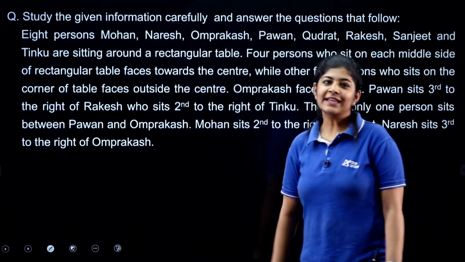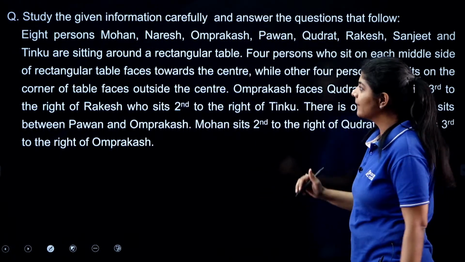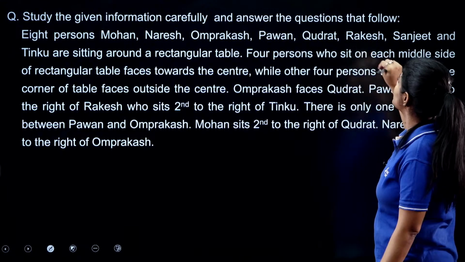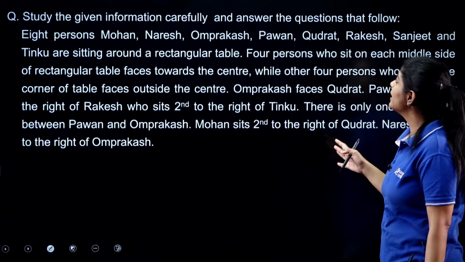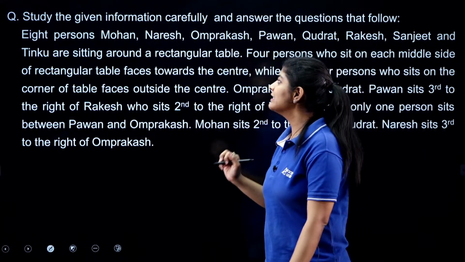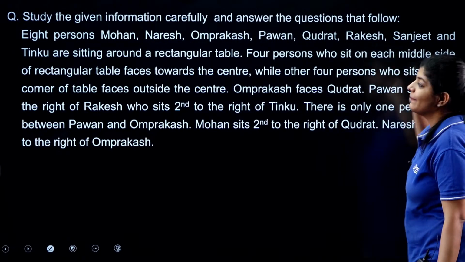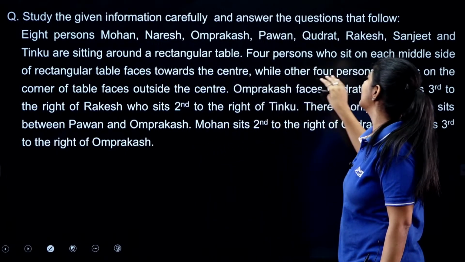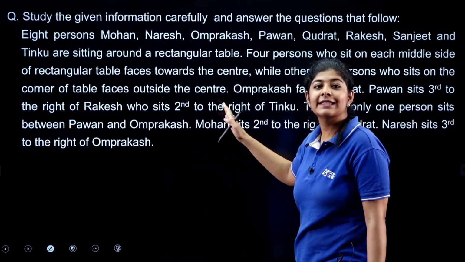Next. The next question is from the puzzle series, and it's a very simple puzzle, right? The question says: study the given information carefully and answer the questions that follow. 8 persons, Mohan, Naresh, Om Prakash, Pavan, Kudrat, Rakesh, Sanjeet and Tinku are sitting around a rectangular table. 4 persons who sit on the middle of each side of the rectangular table face towards the center, while the other 4 persons who sit on the corners of the table face outside.